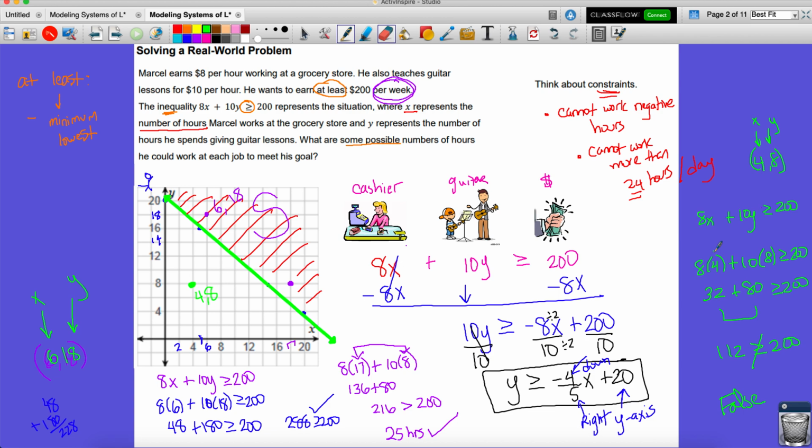So he cannot make his goal if he chose any combination of hours down here, because technically he's only going to be working 4 plus 8 is 12 hours, and that's not enough to make the amount of money that he needs to get. So he needs to be somewhere up here, choosing a combination of hours that go up here. Okay, so that's how we would solve a real world problem that looks like this.